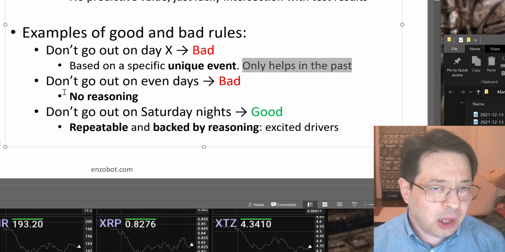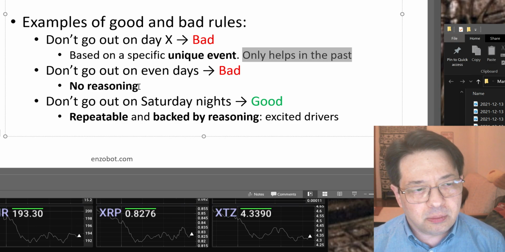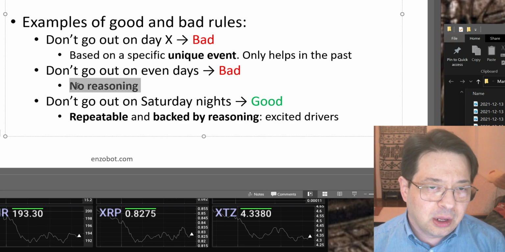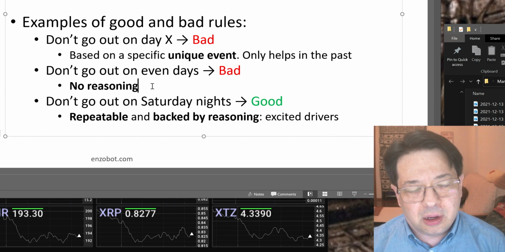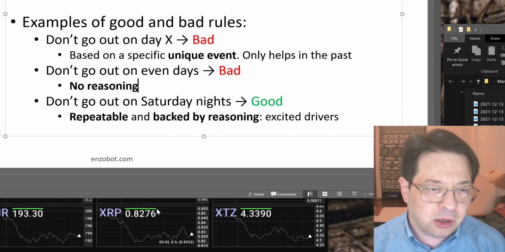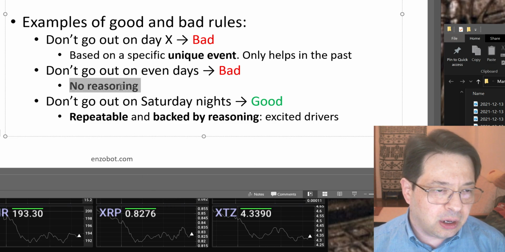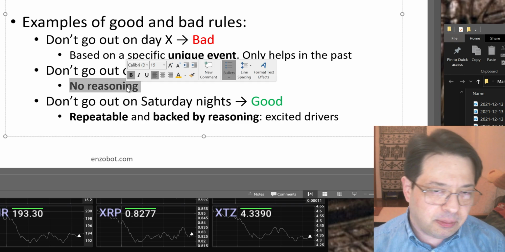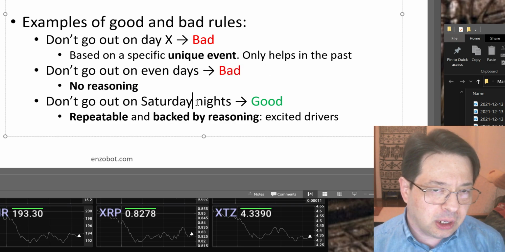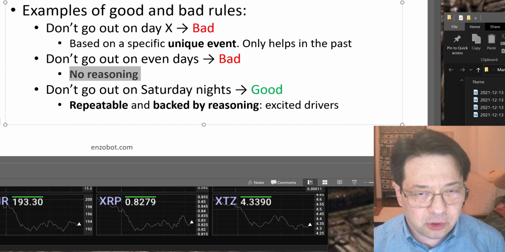And another bad rule would be not to go out on even days. There's really no reasoning for this. It may happen to be that at the time you got hit by a car, or had a couple of close calls, it was on even days. But if there is no reason, like let's say all cars don't go out on even days, then it should be discarded. But this is the kind of rule that one could stumble upon by tuning a system, but it doesn't make sense. So here is a good rule finally.